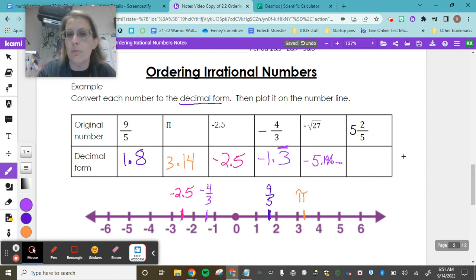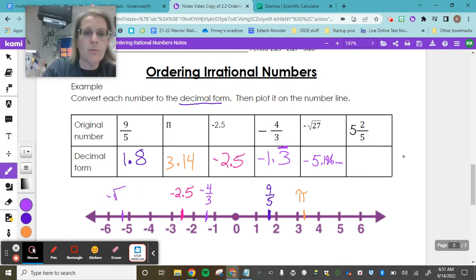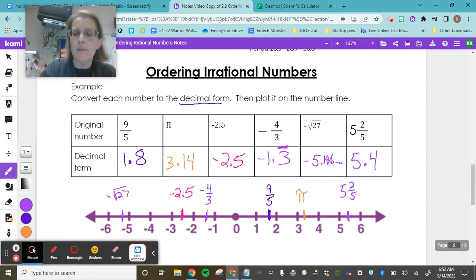Once again, I'm so sorry. I don't know why my pen is doing that. And so -5.196 is a little bit past -5. So I go to -5, it's a little bit past it, and I label it with its original, negative square root of 27. And the last one, 5 is my whole number. I do 2 divided by 5 to get 0.4, and that one is positive, so I'm on the positive side. 5.4 is a little bit less than halfway, so 5 2/5 will be right there.